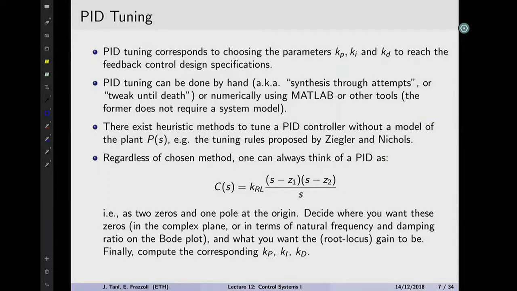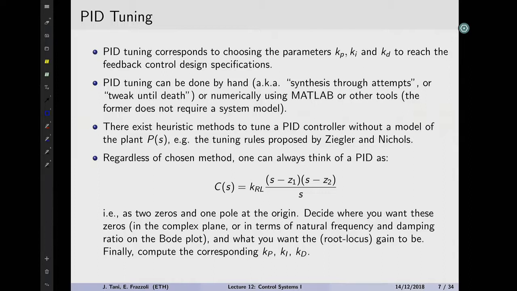So we saw what each component of the PID controller does, but we really didn't talk about how to tune it. That is, how to find the coefficients Ki, Kp, Kd in order to achieve some specific performances. And the truth is that there are many, many different methods to go about this. But the most important ones are the so-called synthesis through attempts, which is a fancy way to say tweak until death. So you just hire someone to play with the knobs forever until the performances are better, because you can always find better combinations of the three coefficients that give you slightly better performance.